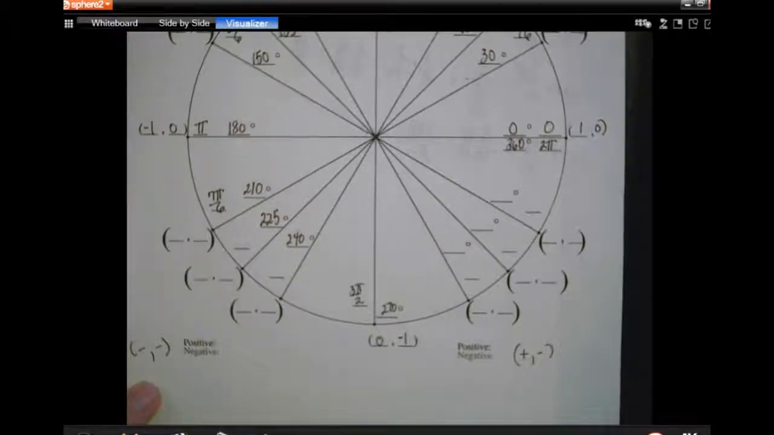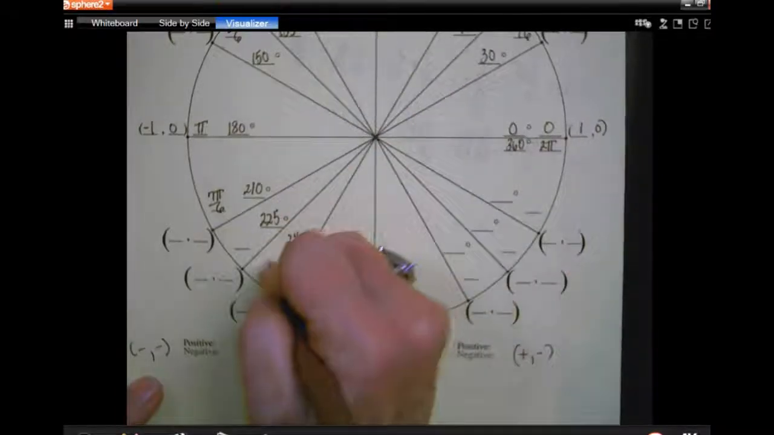Who said 5? Did you say 5? I'm going to hand you a calculator from now on. So we're going to do 4 pi over 3.